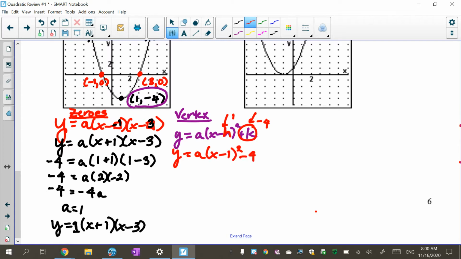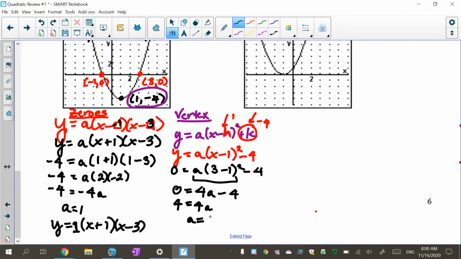Now I'm going to plug in another point. I can use one of the zeros, (3, 0), because there's no negative, so I don't make a mistake. So 0 is for y, 3 is for x, and I plug it in. Don't make the mistake: I always told you this is a term in itself. 3 minus 1 is 2, 2 squared is 4. I'm going to write that 4 right in front of the a so I don't make a mistake when I solve. Add 4 to both sides, so I have 4 equals 4a.